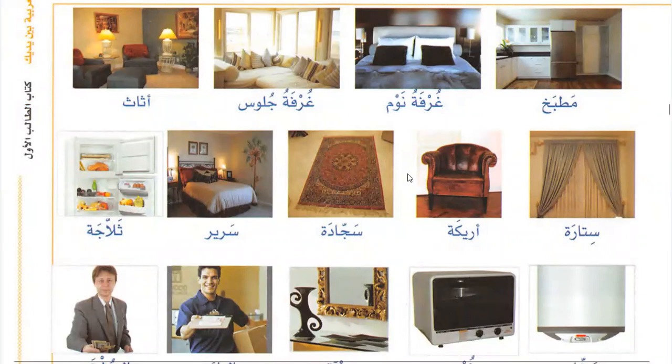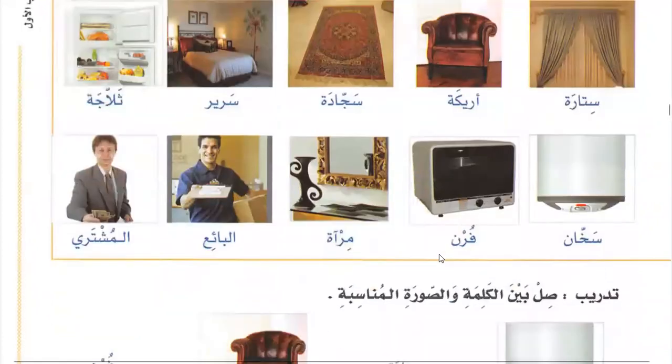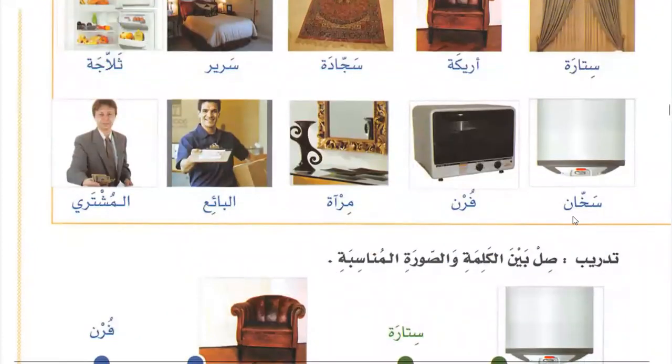Asas means furniture, okay. Asas, furniture; sitara, curtain; arika, sofa; sajjada, rug, carpet; sarir, bed; sallaja, fridge, refrigerator; sakhkhan, geyser or water heater; furn means oven; mir'a means mirror; al-ba'i means the seller; al-mushtari means the buyer.